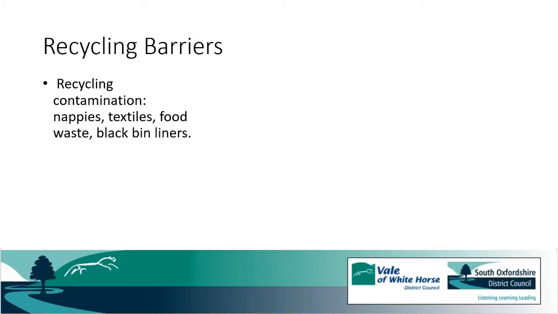Obviously, nappies and food waste can be wet, which means that they can really damage the quality, particularly of paper and cardboard around them. It can go mouldy, and then that can't be recycled. Textiles are another one. We can't recycle them from curbside. We offer a specialist collection for your textiles. They need to go into a tied carrier bag next to your green bin, but not in your green bin.